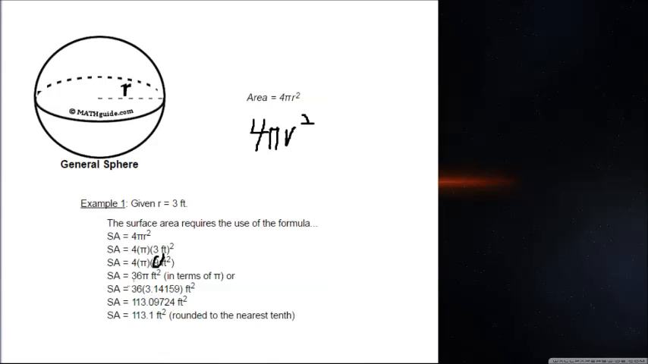Or you can change it into a number. So 36 will times 3.14159 feet squared. So we get 113.09724 feet squared. You can round it up to the nearest 10.